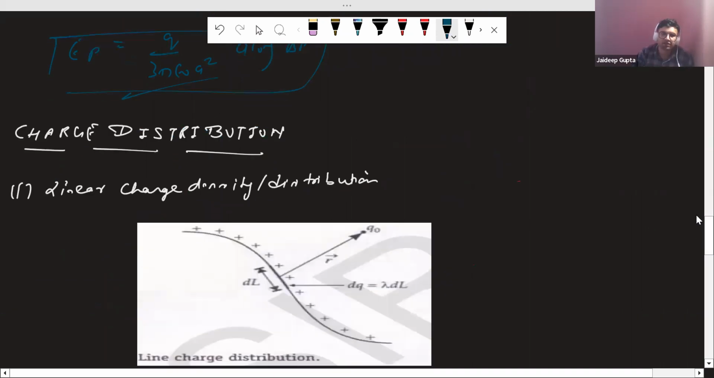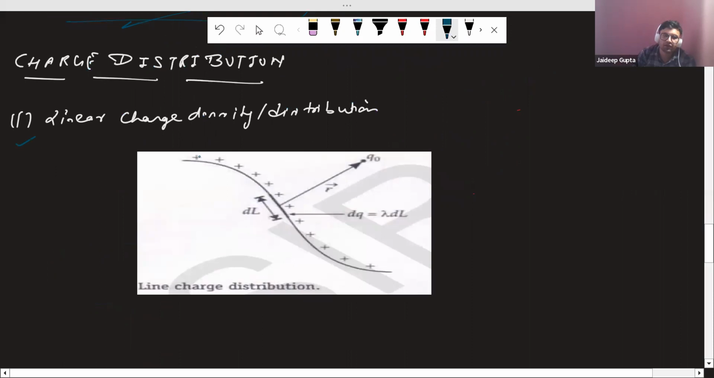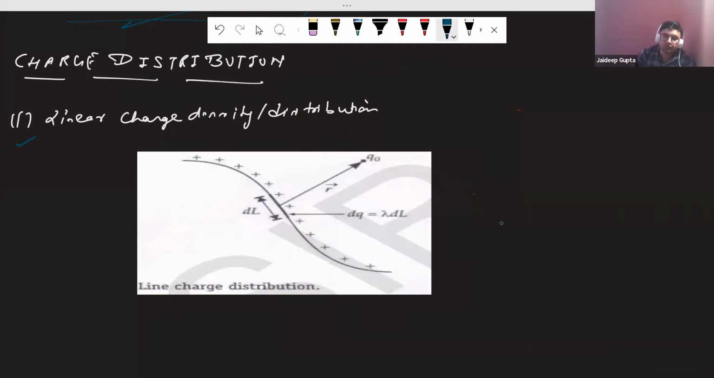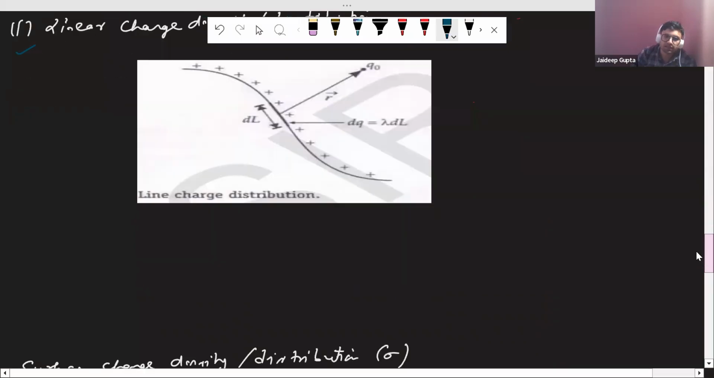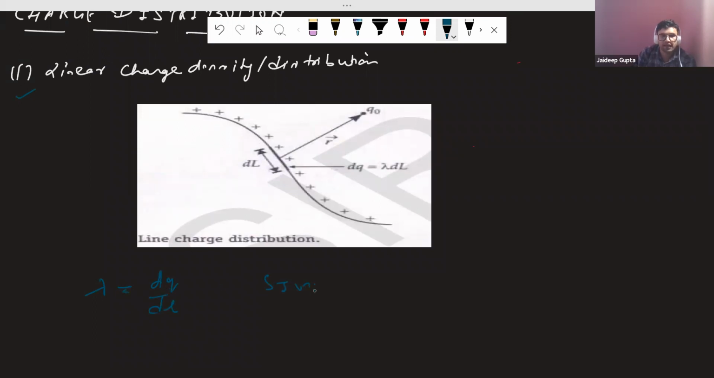There are three types of charge distribution. First is linear charge distribution. It is defined as linear charge distribution if it is a wire, let it be, the charge is uniformly distributed on it. Now, the linear charge distribution is also known as linear charge density. It is denoted by lambda. It is defined as charge per unit length. Its SI unit is coulomb per meter.